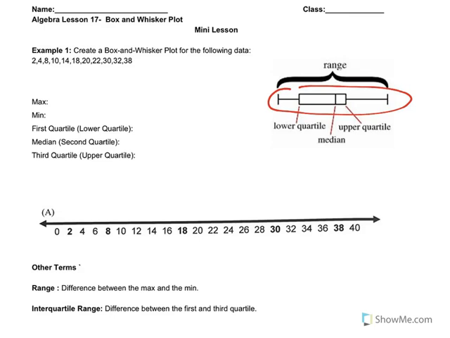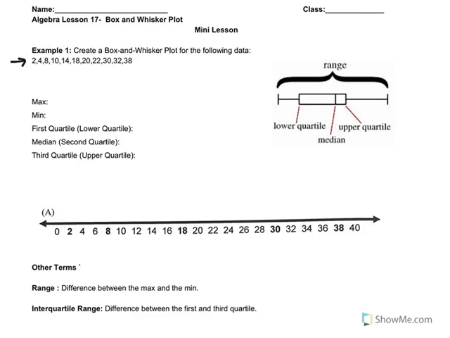So if I give you this set of data over here, and I ask you to create a box and whisker plot, then there are 5 specific numbers that you're going to have to figure out. We can do it by hand, or we can find these 5 numbers also using the calculator. I'm going to show you how to do both.